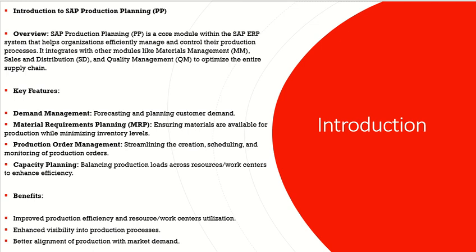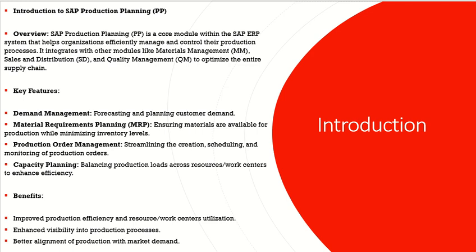So let's start with the introduction of SAP production planning. SAP production planning is a core module within the ERP system that helps organizations efficiently manage and control their production processes. It integrates with other modules like material management, sales and distribution, and quality management to optimize the entire supply chain. So we can say this is part of the supply chain and basically used in manufacturing process and planning.